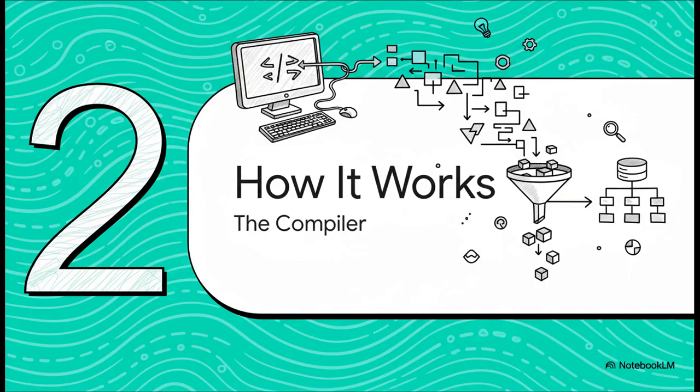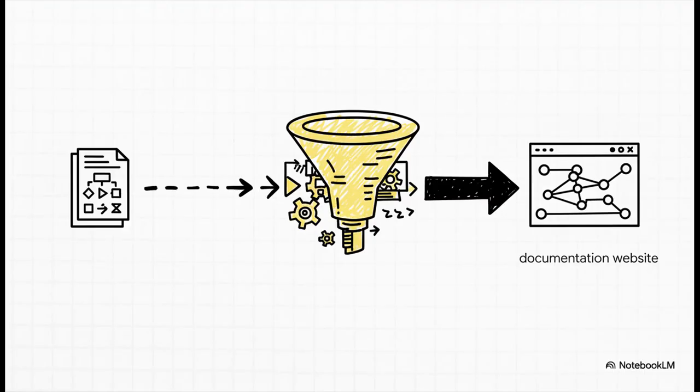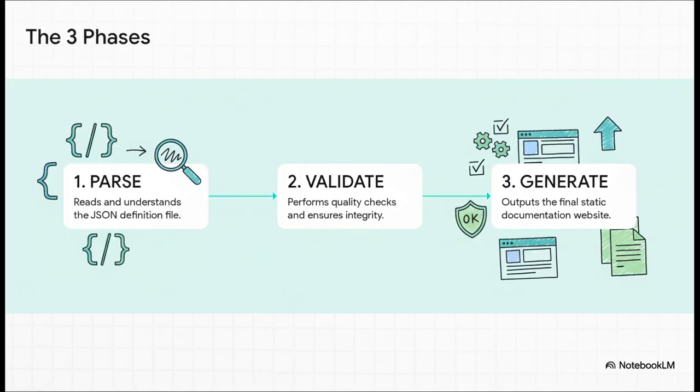Okay, so you might be wondering, how does this thing actually work under the hood? Well, the easiest way to wrap your head around it is with an analogy that any software developer is going to know well. You should think of it just like a compiler, but instead of turning something like C++ or Java into an application, it turns your data definitions into a fully interactive, easy-to-understand documentation website. And yep, it follows that classic three-step compiler process.